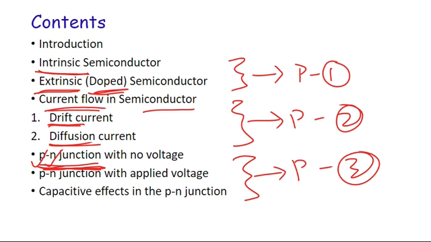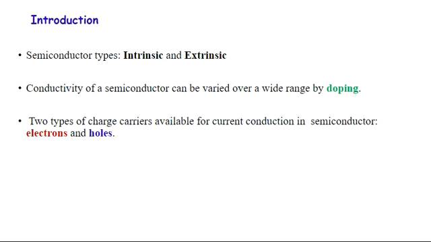PN junction. So in this part we will study what happens to the PN junction when there is no voltage given to the PN junction and when there is some applied voltage. Lastly, in this part 3 we will study the capacitive effect in the PN junction. So let's begin with part 1.